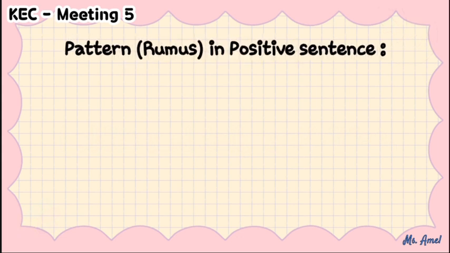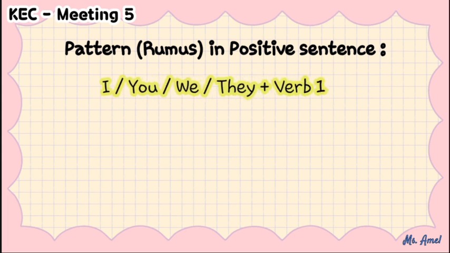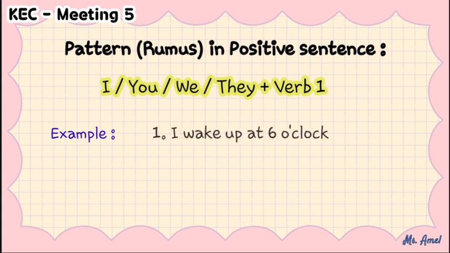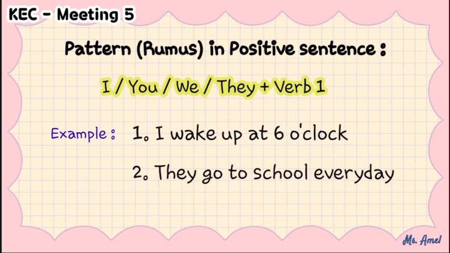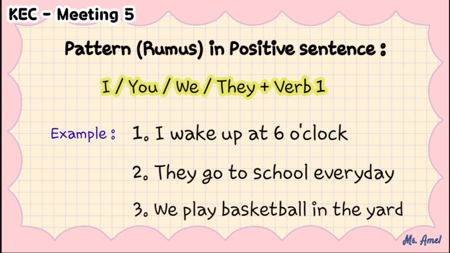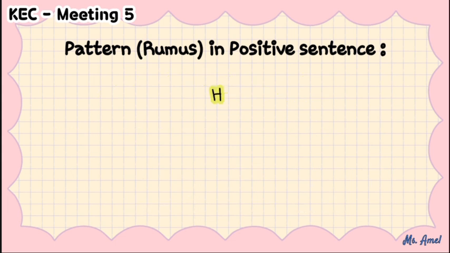Here is the pattern or rumus in positive sentence. I, you, we, they plus verb 1. We can say I, you, we, they as a subject. Here are the example sentences. I wake up at 6 o'clock. They go to school every day. We play basketball in the yard.